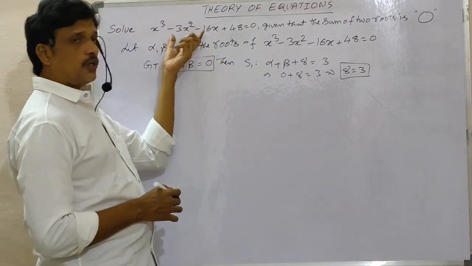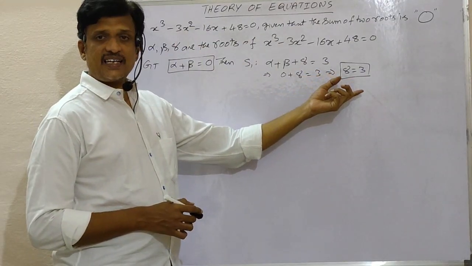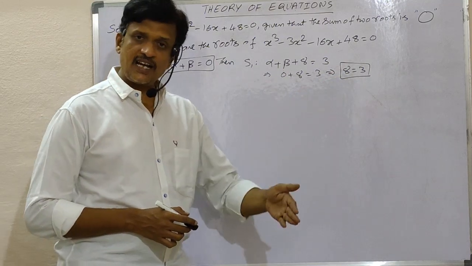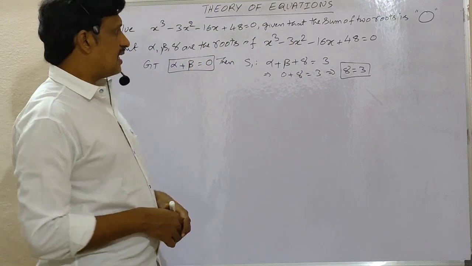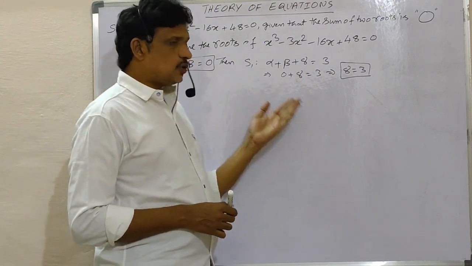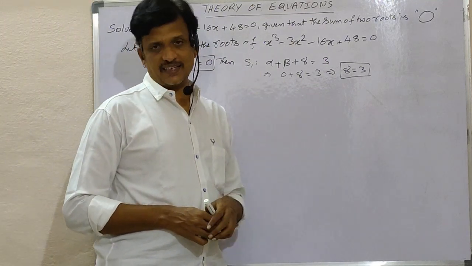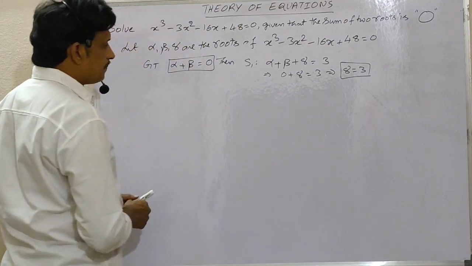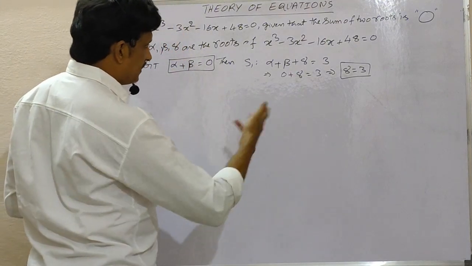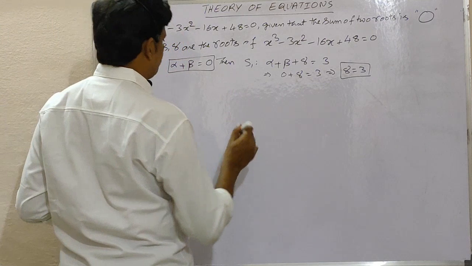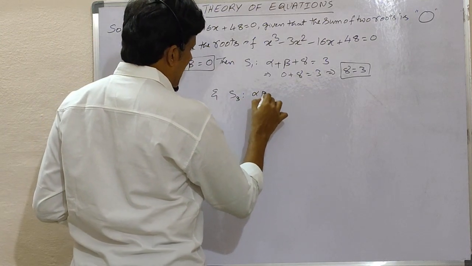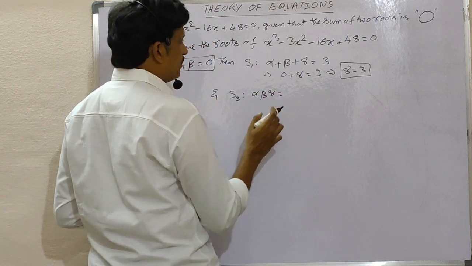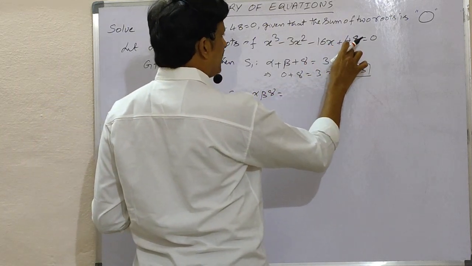So you can divide the cubic polynomial by the linear factor x minus 3, then you will get a quadratic and you can solve for the other 2. That is one method. Otherwise, by using S2 and S3 conditions also you can find this. For example, if you consider S3, S3 means alpha, beta, gamma, the product of the 3 roots, is equal to minus 48.